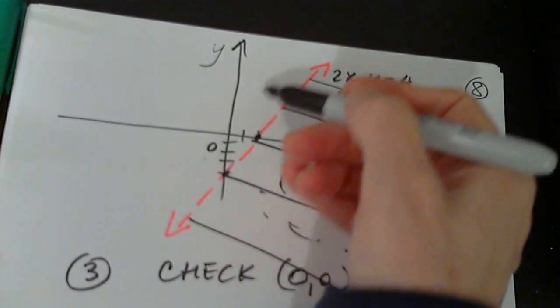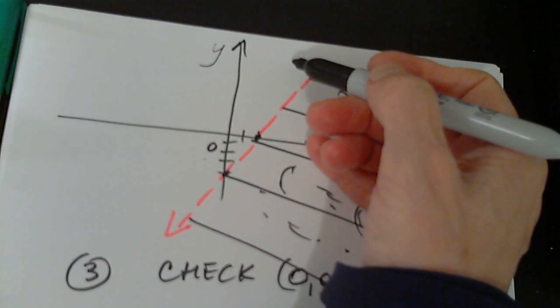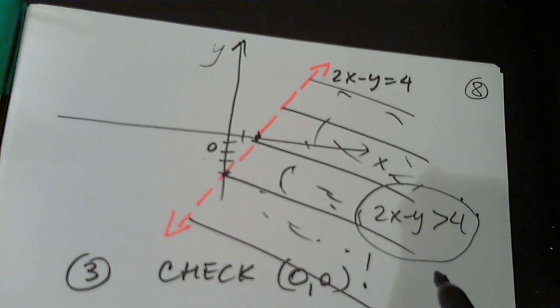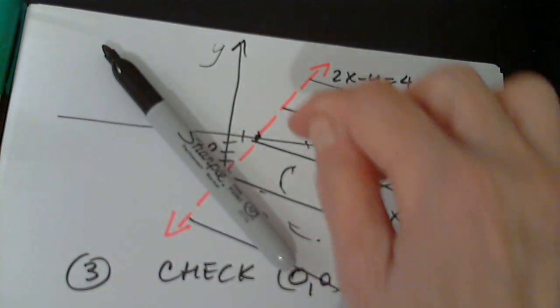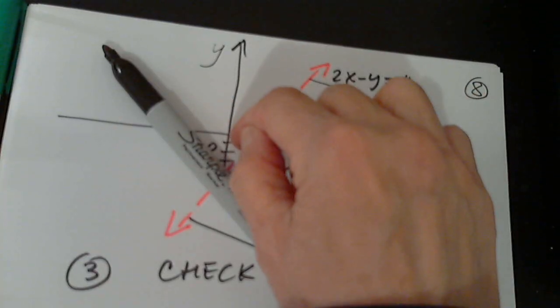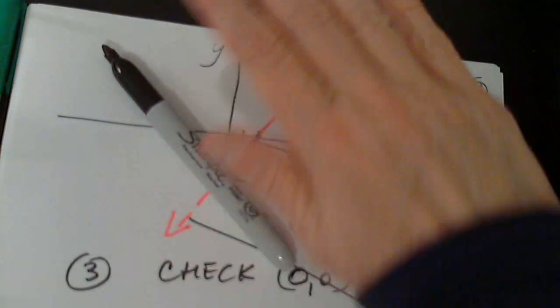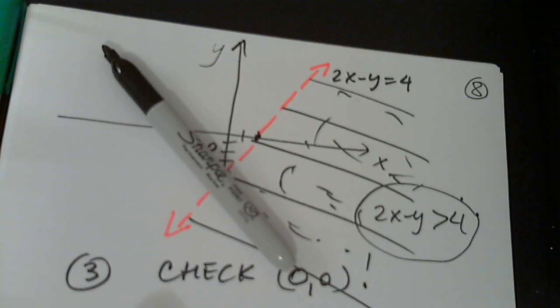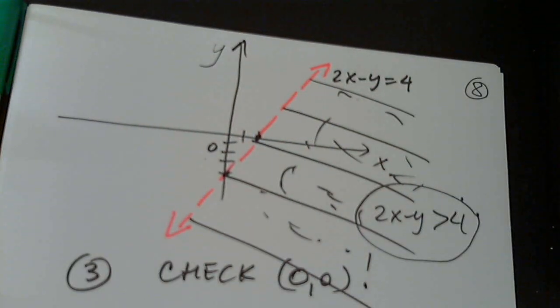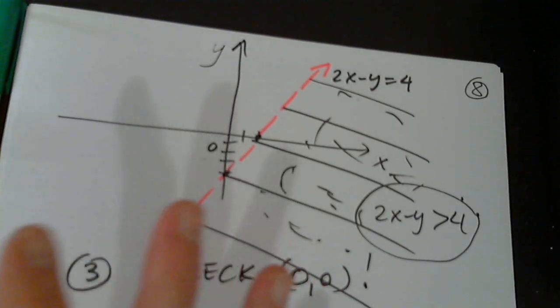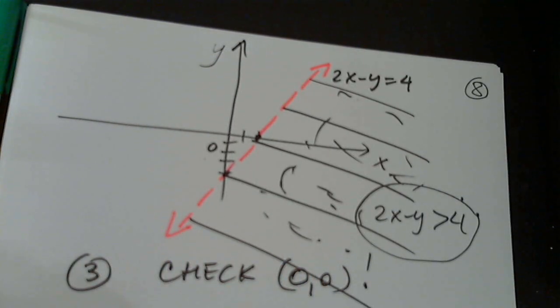If the line passes through the origin, and I'll show that example, we have to do something else. But every time the line does not pass through the origin, we should always check with the origin. If it's true, I choose the area with the origin. If it's false, I choose the opposite. We're going to have more examples, of course, so we come back at 32.